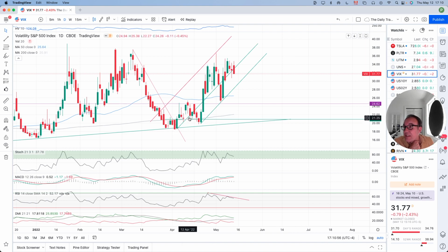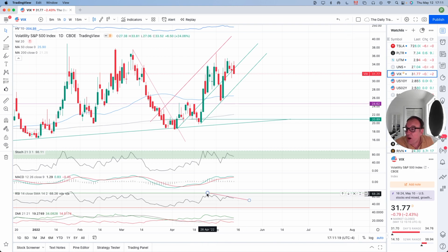So VIX is increasing right here. It's increasing, but at different speeds. There's this speed right here, and there's this second speed right here. And now we seem to be weakening a little bit and trying to go down here. So the VIX is looking like it wants to come back down a little bit.